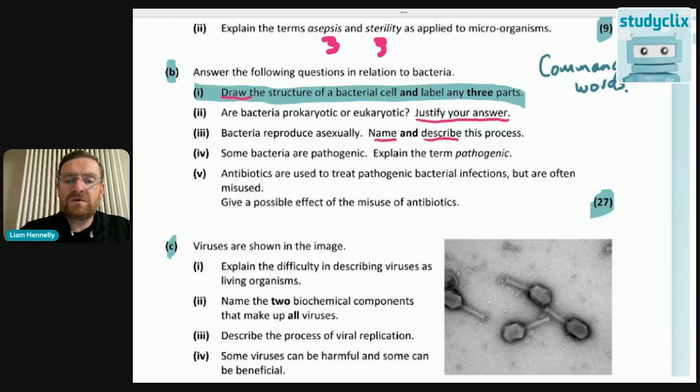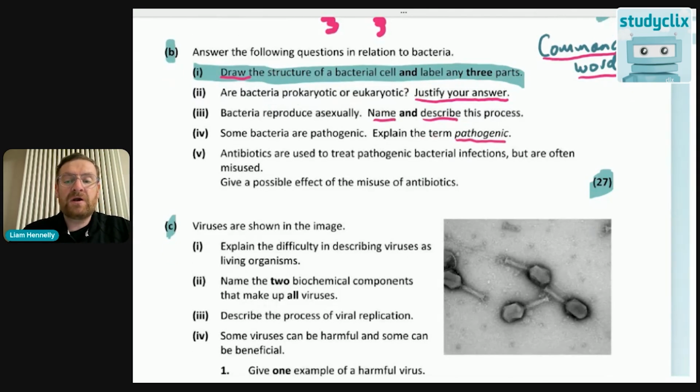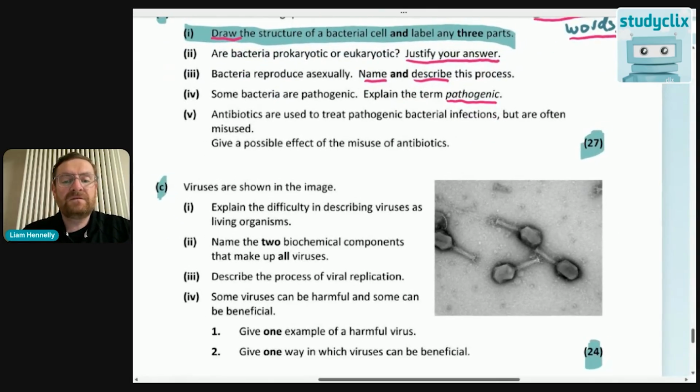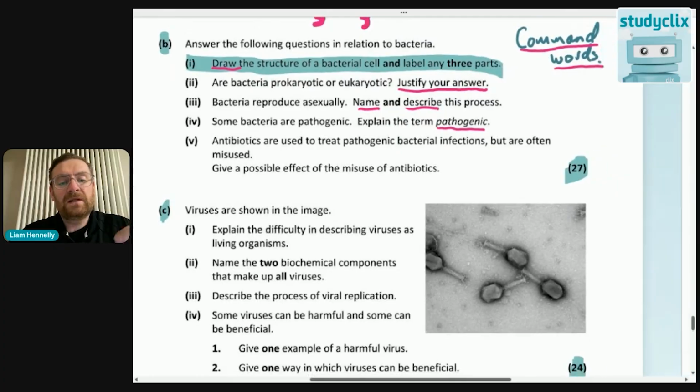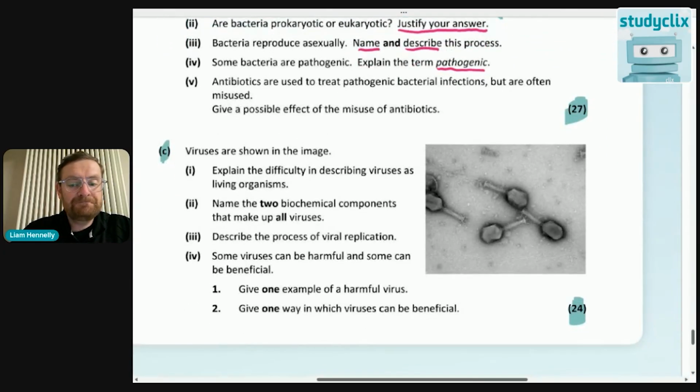So just get used to saying to yourself, okay, what are the command words? What am I being asked exactly in this question? And then the next one is in italics. So it's a definition. What does pathogenic mean? Disease causing. And then antibiotics are used to treat pathogenic bacterial infections, but they're often misused. Give a possible effect of the misuse of antibiotics. And the answer here would be that they build up resistance and that eventually some antibiotics can become useless.